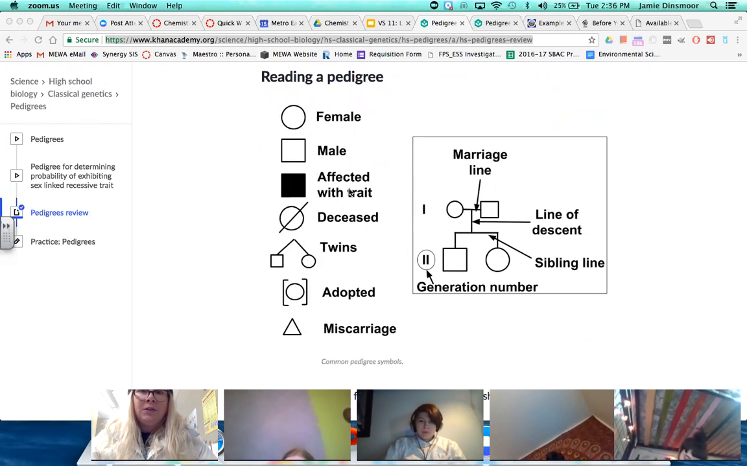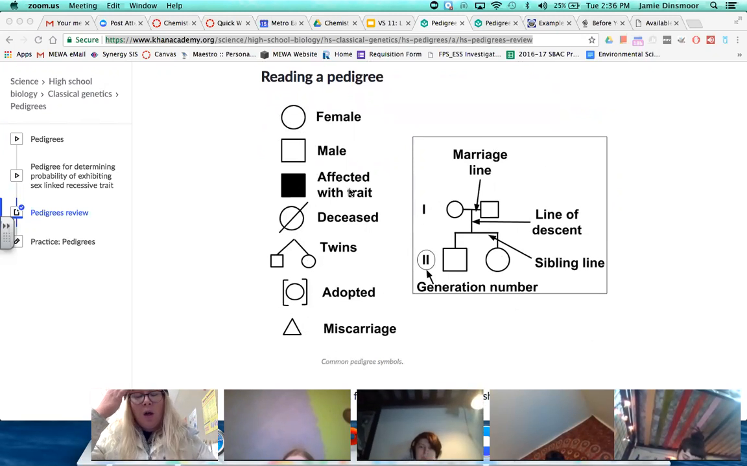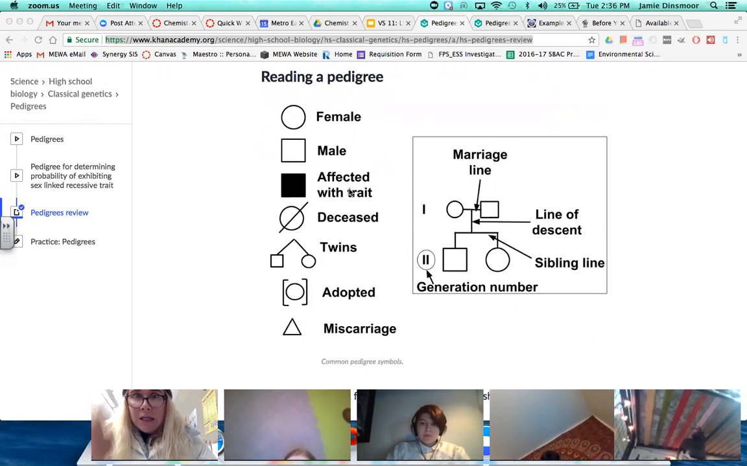Anybody who has the trait, right? So let's say it's a disease, or maybe it's a widow's peak, right? They would have a shaded either circle or square. That tells you, the reader of the pedigree, that they have the disease or the trait. If they're dead, they have a line crossed out through them. Other times, everyone in the pedigree will be dead, right? Because this is like an ancient thing. So then they don't put lines on all of them.